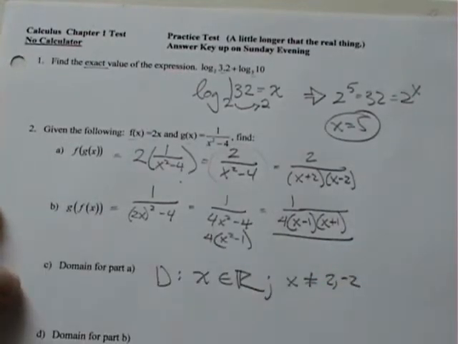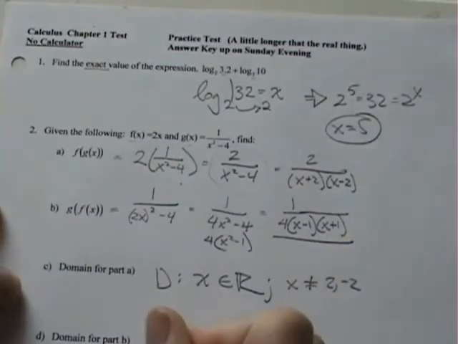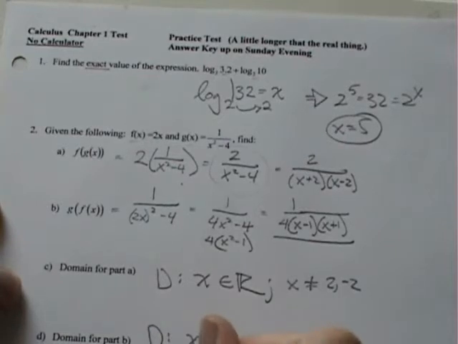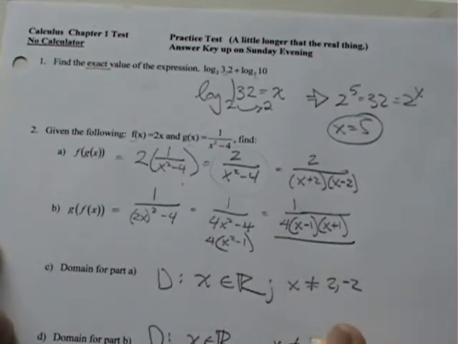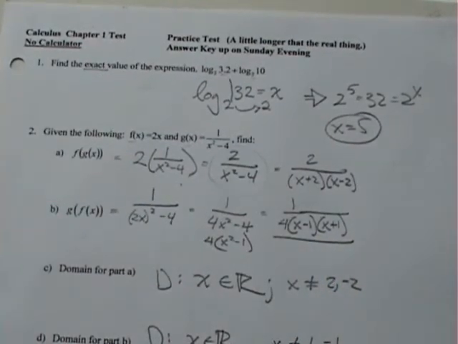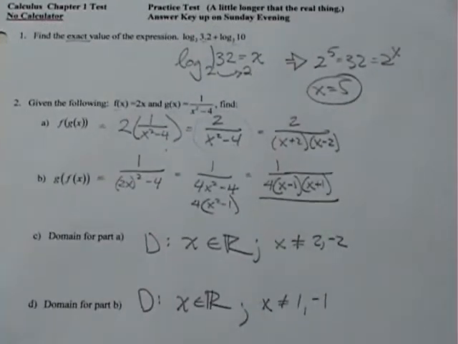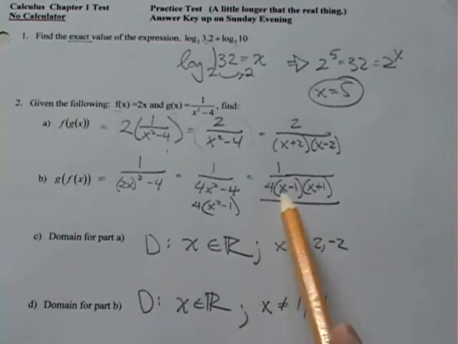The domain for part B then, having already factored this, you can see that it's very similar. X is going to be all real numbers, but in this case, pause the camera if you want and think about it. X cannot be 1 or negative 1. Each case I plug in, I'll get 0 in the denominator, and you can't have that. Sorry if the camera chopped that off a little bit, but again, can't have 1 or negative 1 in there.